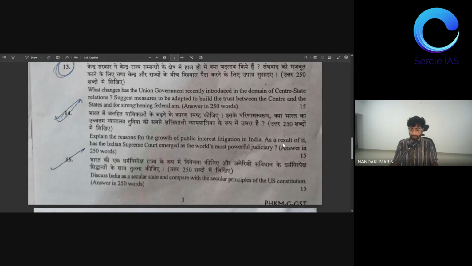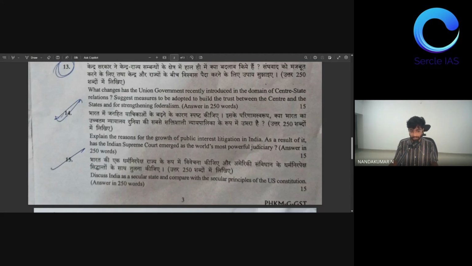Moving on to the 14th. Explain the reasons for growth of public interest litigation in India. As a result of it, has the Indian Supreme Court emerged as the world's most powerful judiciary? Comment. The syllabus connect is the structure of judiciary, right? Not just the structure, but constitutional bodies or the various organs of the state. Then there is the aspect of fundamental rights and Article 21, due process of law. This is where public interest litigation comes from, right? Not the procedure established by law, it is the due process of law, protection of life and personal liberty. Not just the aggrieved person, anyone can approach the court under the domain of public interest litigation. This is what due process is, to ensure justice and fairness, right?